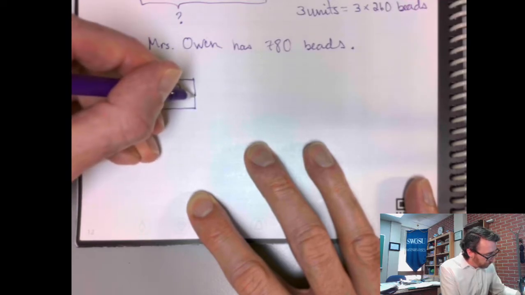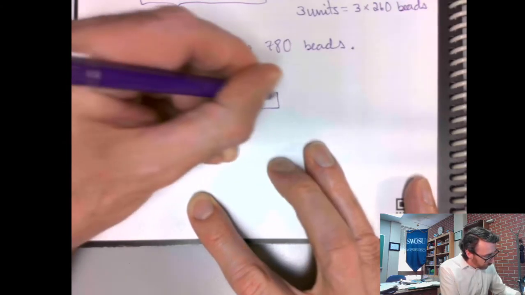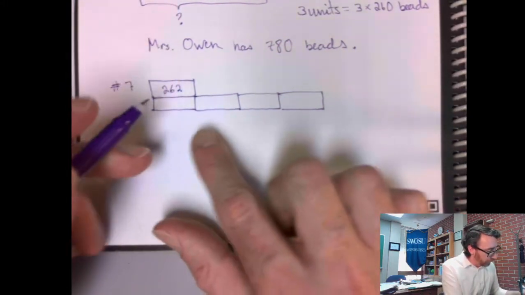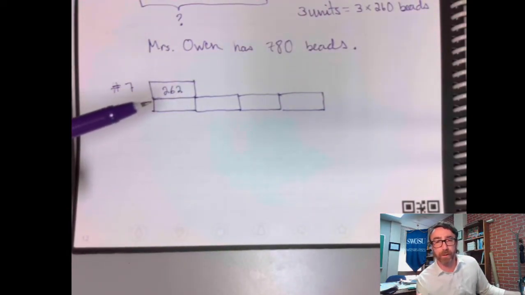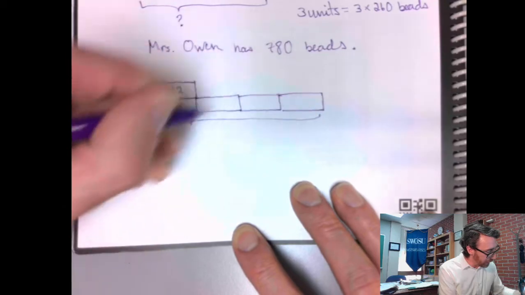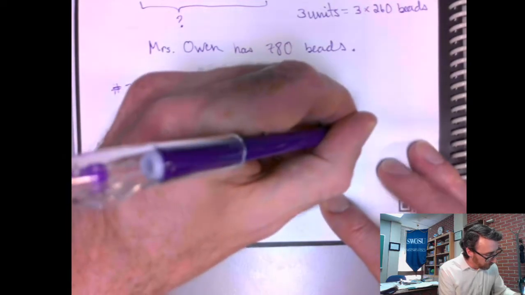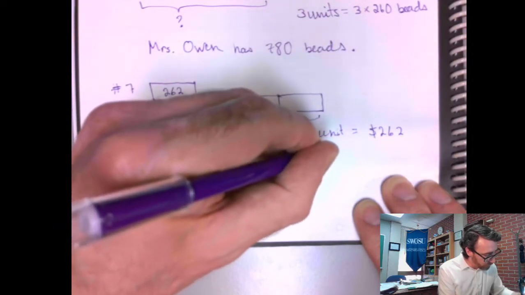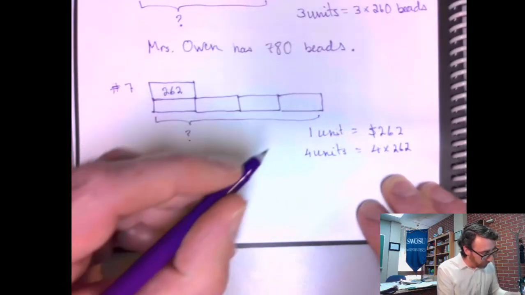Down here, we have the bar representing the television. Now, the bar for the television is supposed to be 4 times as long as the bar for the radio. So the question is, how long is this down here? So 1 unit equals $262. 4 units would be 4 times $262.